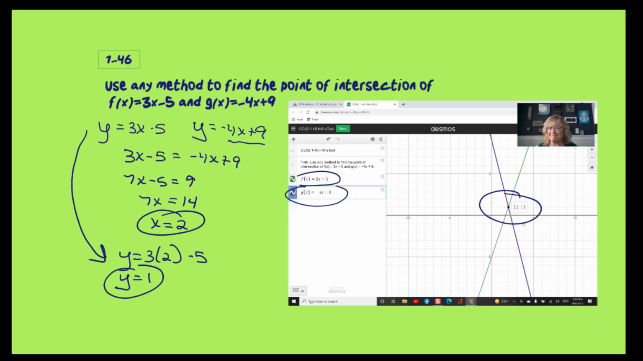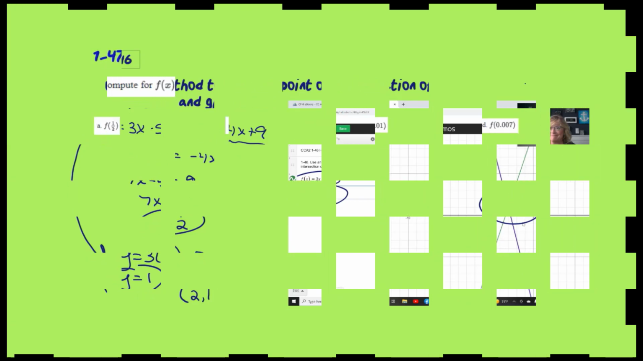So our system is solved. And our intersection point is at (2, 1). And we just verified it algebraically, but also graphically in the video. Hope that helps. Let's move on.